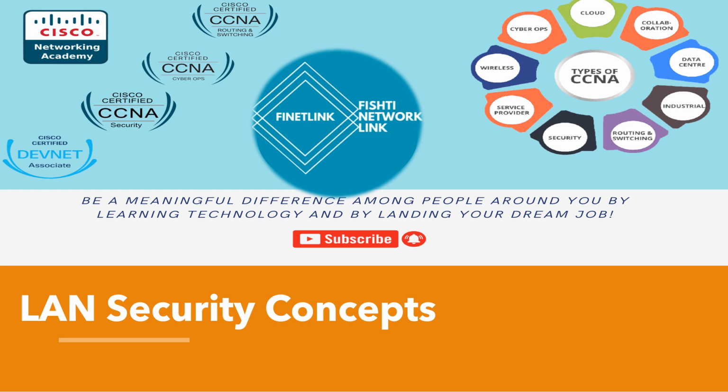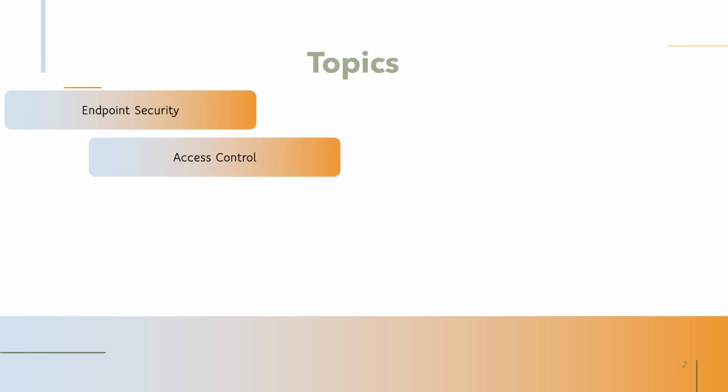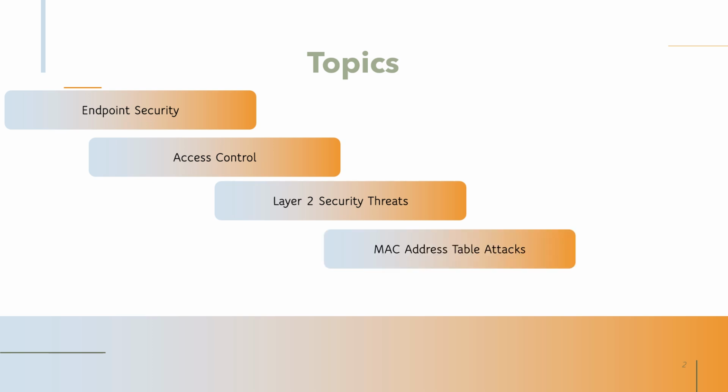So in this video, we will be focused on explaining how to use endpoint security to mitigate attacks, and how access control is used to authenticate LAN endpoints and devices. We will identify Layer 2 vulnerabilities. We will explain how MAC address table attacks compromise LAN security, and then we will explain how LAN attacks compromise LAN security. In the first video about security, we will be focused on endpoint security and access control. So let's dive in.